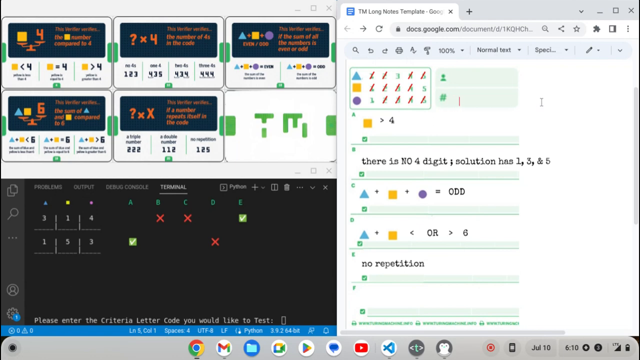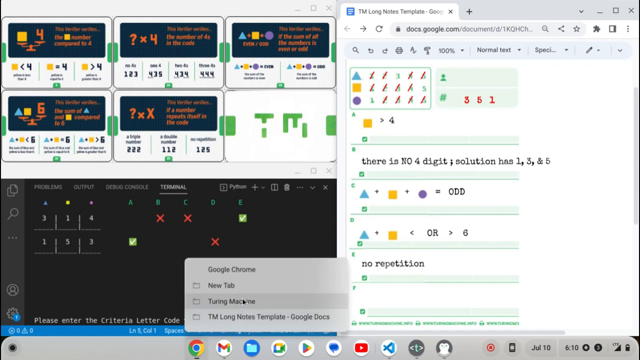So let's type it up. And so let's review very quickly. For criteria card A, yes, the square digit, the middle digit, is greater than 4. We know that there are no 4s. Indeed, they're all odd. Yes, the sum is odd. Here we are deducing again that it's greater than 6. And then there are no repetitions. So it looks good. So let's go verify.